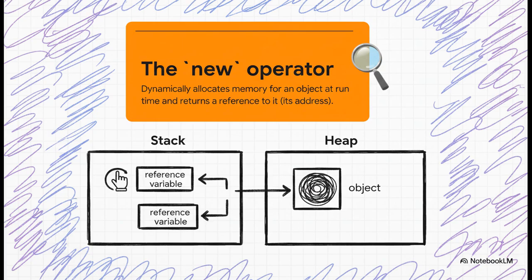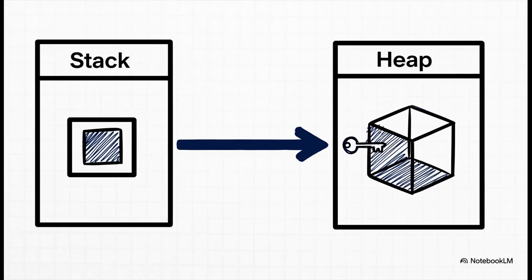So the new operator is what brings our Box object to life. It goes and finds a chunk of available memory in a place called the heap and builds our new object right there. Then, and this is key, it returns the memory address of that brand new object. It gives you the coordinates so you can find it later. And that is the final piece of the puzzle.